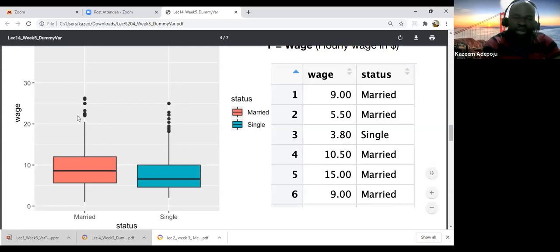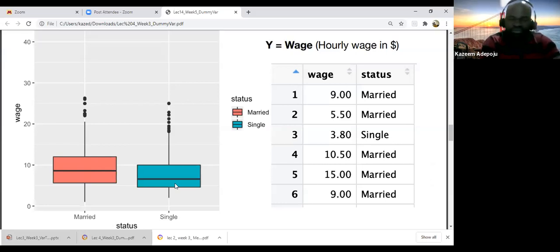Okay, now if you look at what I have right here, this is a box plot for the data set. Here I plotted the wage against married and single. This is the one for the married, the data set for the married on wage, and this is for the single. Before you go into what I call inferential statistics, this will enable you to compare.